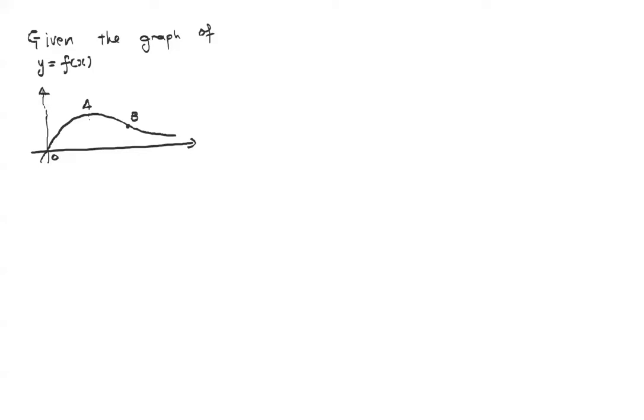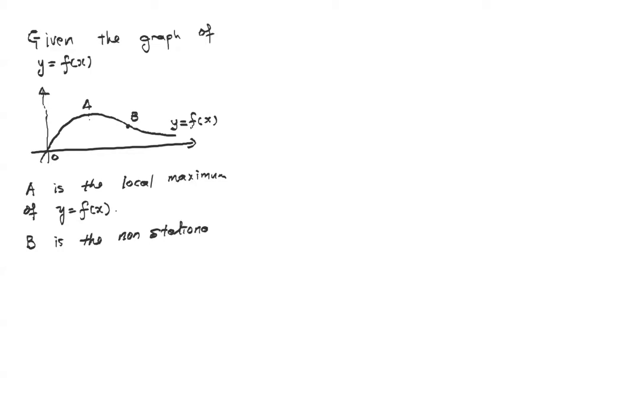Okay, so this is y equal to f(x). You know that A is the local maximum of y equal to f(x), and B is the non-stationary inflection point of y equal to f(x).